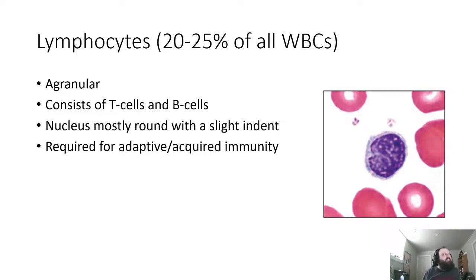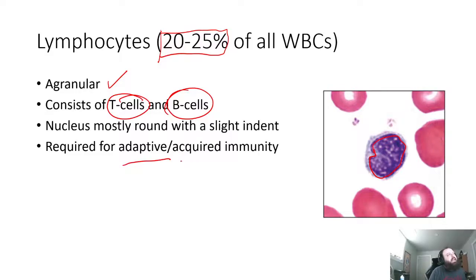Finally, we have the lymphocytes, which represent, next to neutrophils, the largest proportion of white blood cells in your body, 20 to 25%. They are agranular. They have a mostly round nucleus with a little indent in it. The 2 types of cells that are lymphocytes are called T cells and B cells. We will cover this not next week, but the week after, because they are specifically involved in the adaptive or acquired immune response, which, remember, the name of the game for the adaptive and acquired responses is specificity.